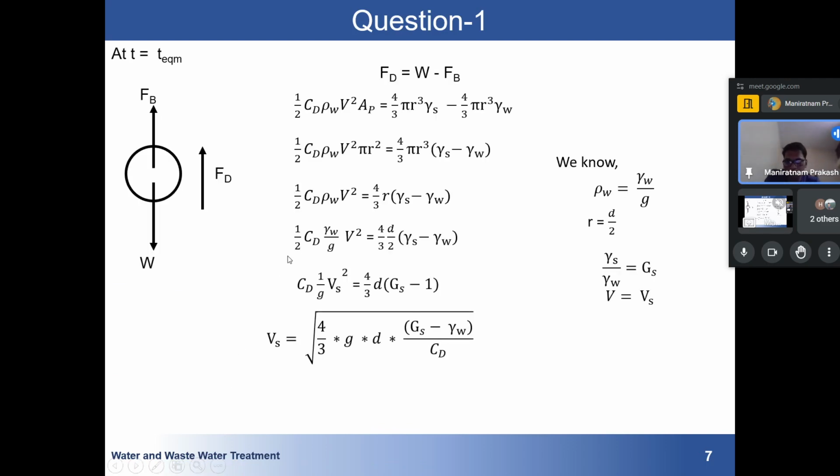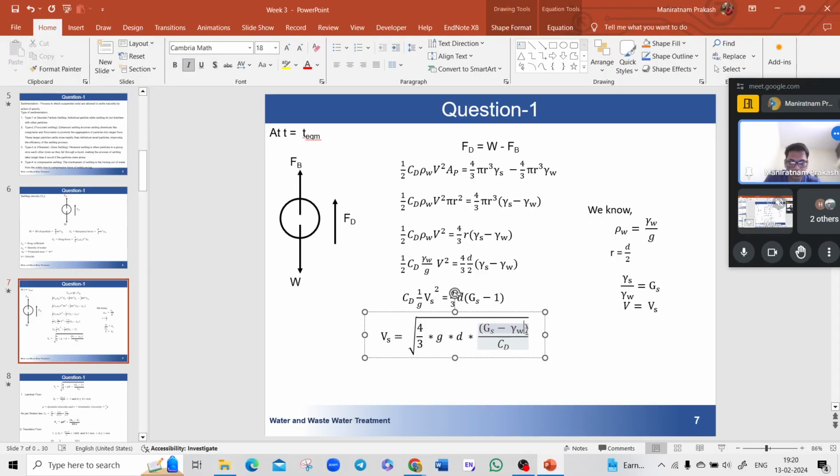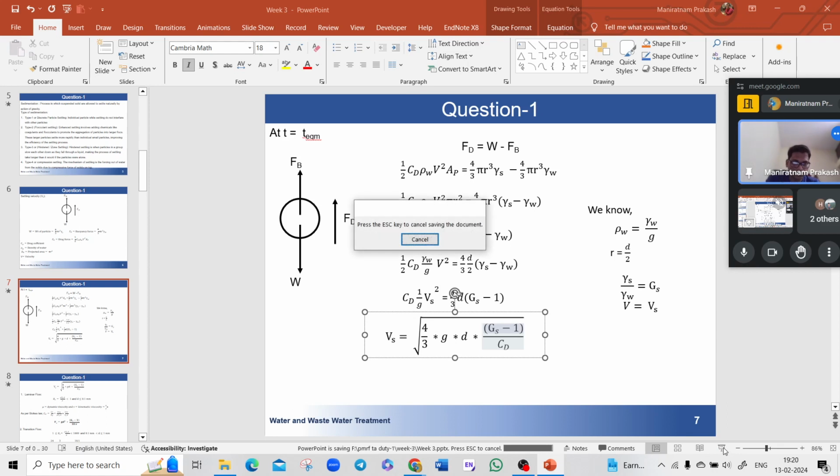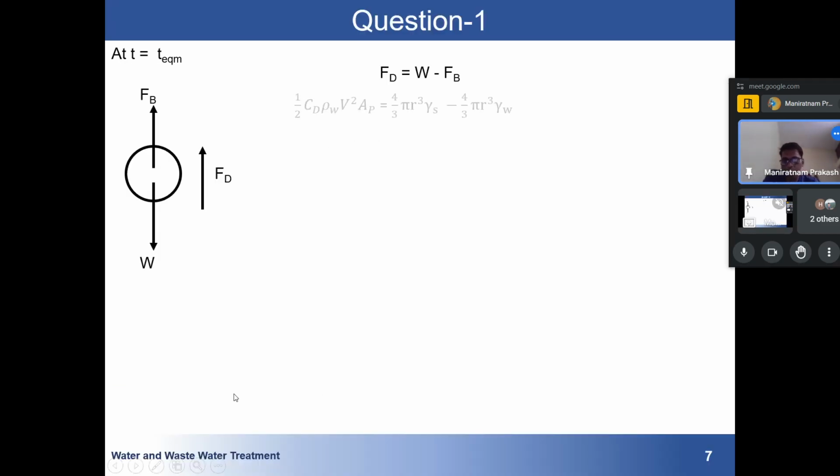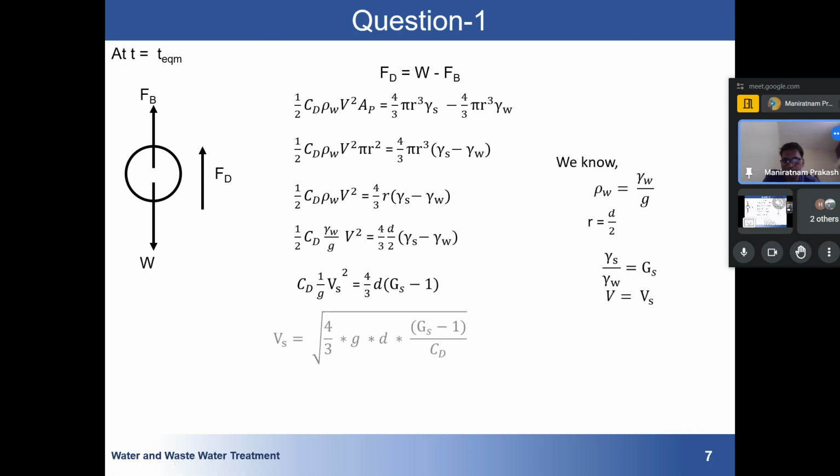So from here you can see that this g will go there, 4 by 3 will remain as it is, Cd will go downwards, and Gs minus 1. There is one more mistake. Sorry for the mistake. So our final equation will be this. So this is a general term for settling velocity.